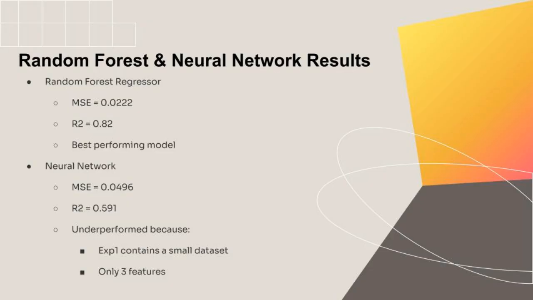And the neural network underperformed compared to the random forest, with a mean squared error of 0.049 and an R-squared around 0.59. That's because our experiment 1, our first dataset, only had around 300 samples and just a few features. So neural networks need more data to learn effectively.